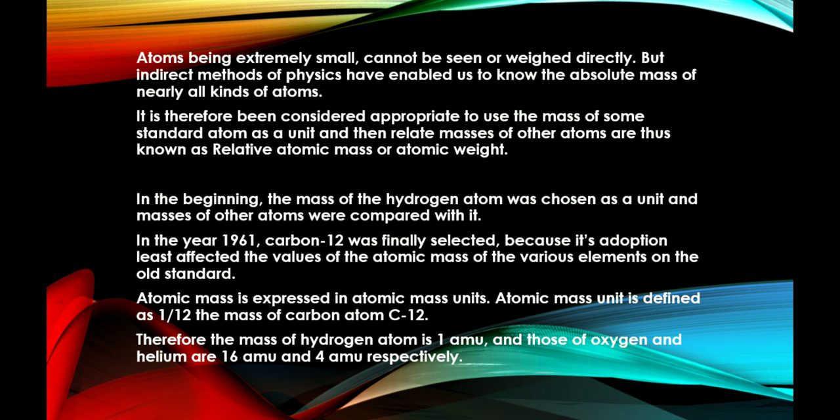Atomic mass is expressed in atomic mass units. Atomic mass unit is defined as 1/12 the mass of a carbon atom, C12. Therefore, the mass of a hydrogen atom is 1 AMU. AMU stands for atomic mass unit, and those of oxygen and helium are 16 AMU and 4 AMU respectively.